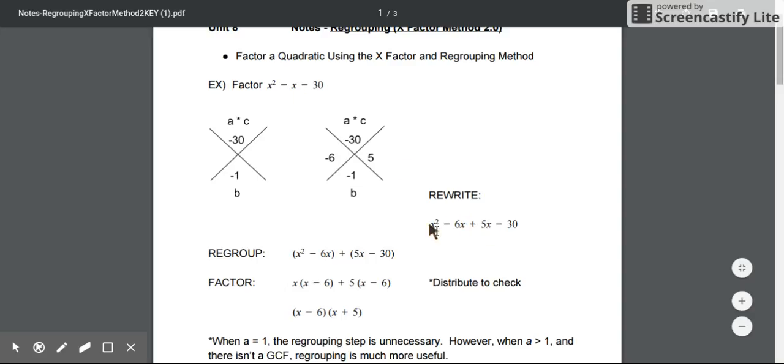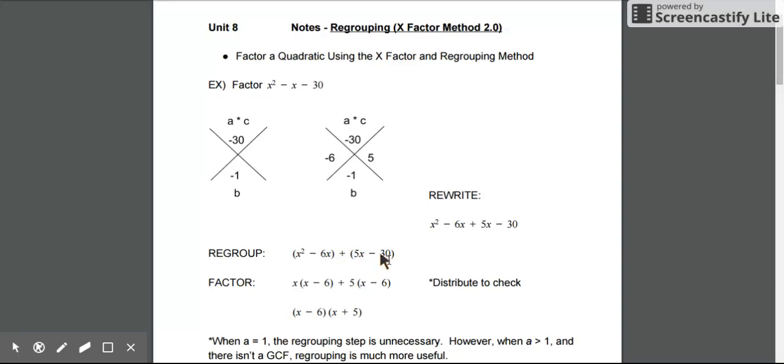Now we're allowed to group up, this is our regrouping step, the first two terms together and take out the greatest common factor. The greatest common factor of x squared and negative 6x is just x. If I factor out x from those two terms, I'm left with x minus 6. We can always check by distributing it back in to make sure we get to the step before. Let's group up the last two terms together and take out their greatest common factor. The greatest common factor of 5x and negative 30 is positive 5, and the leftovers after we factor that out are x minus 6.